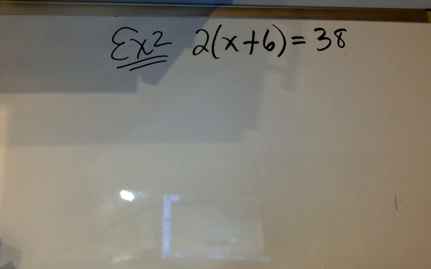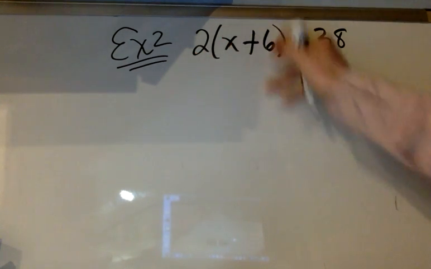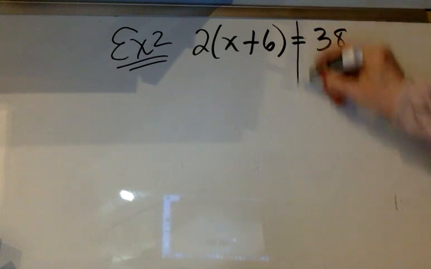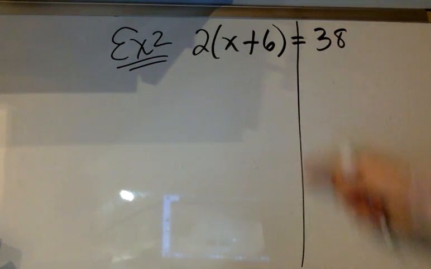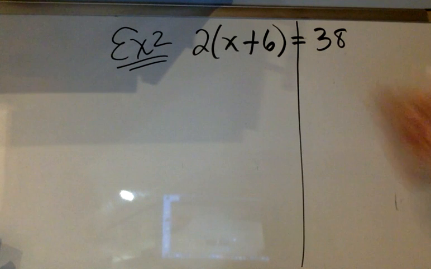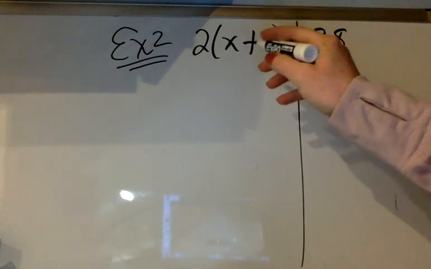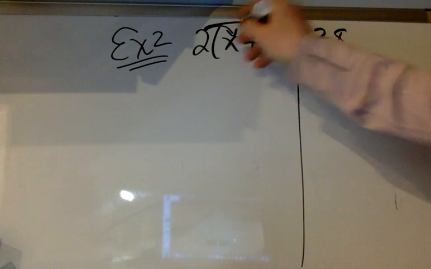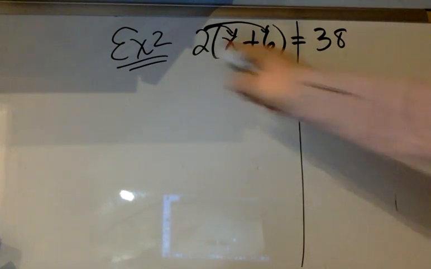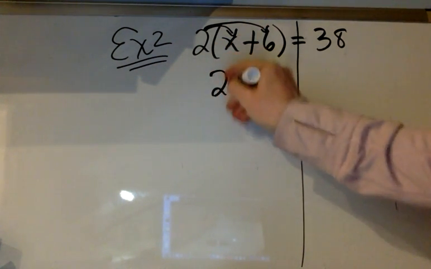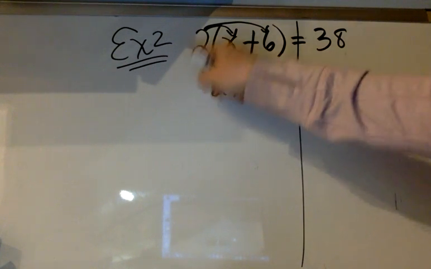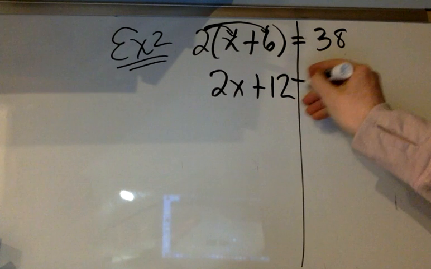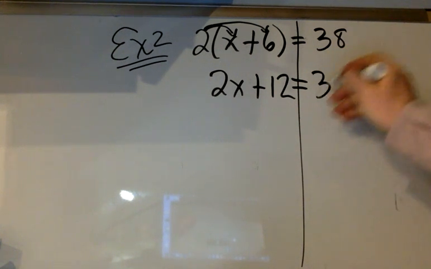In example 2, we have the equation 2 times parentheses x plus 6 equals 38. As always, I like to draw a line down the center of the equal sign, so whatever I do on one side, I do on the other. I first need to simplify this by using the distributive property. So simplifying, I'll get 2 times x, and then 2 times positive 6, so 2x plus 12. And that's going to equal 38.